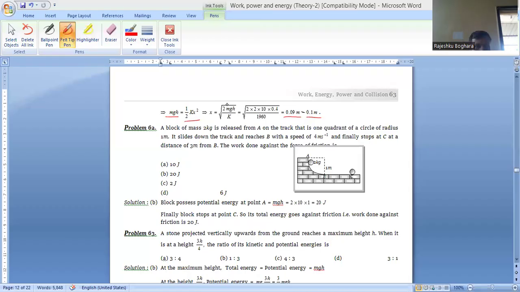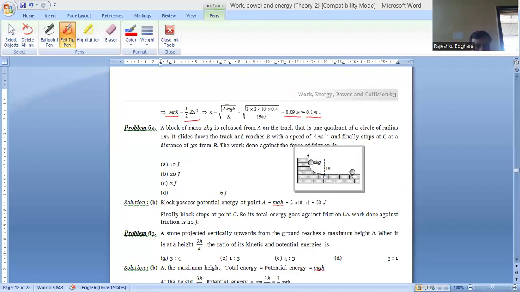Next, a particle moves with a velocity v is equal to 5 i cap minus 3 j cap plus 6 k cap meter per second under the influence of a constant force F, 10 i cap plus 10 j cap plus 10 k cap Newton. The instantaneous power applied to the particle. So P equal to F dot V. Here we write Fx Vx plus Fy Vy plus Fz Vz.